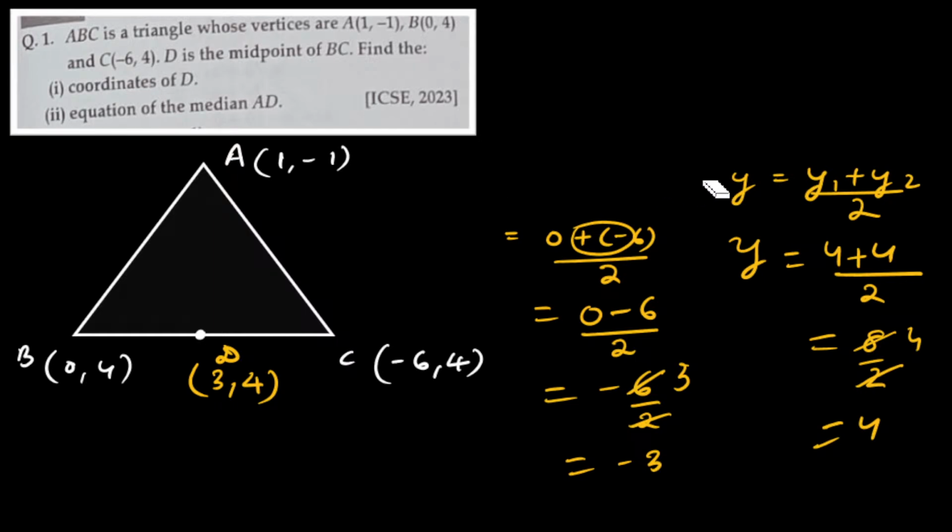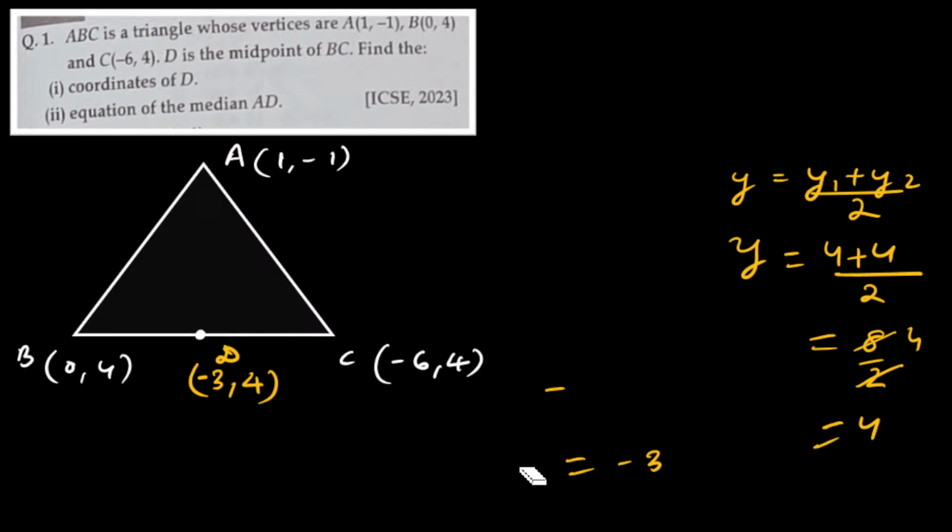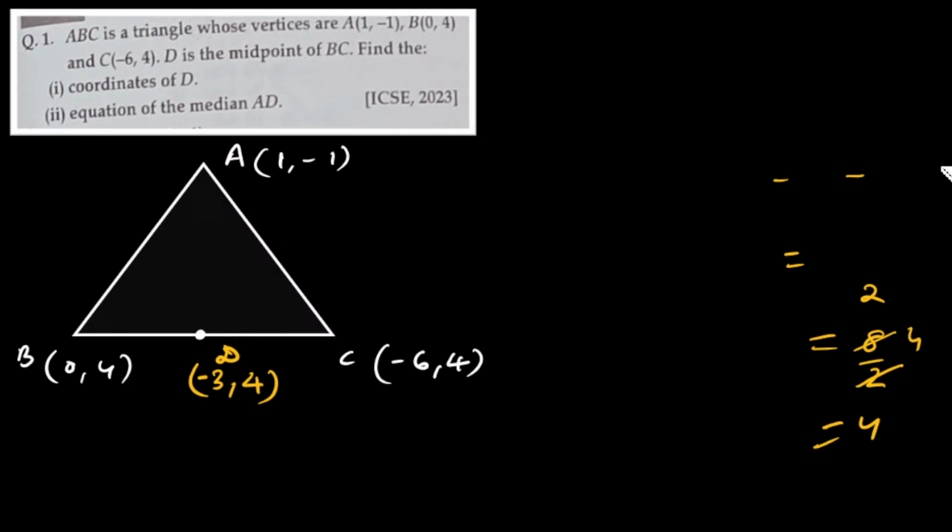Minus 3 comma 4, yes, it is. I just wrote positive. Minus 3 comma 4, we used the midpoint formula and found the coordinates of point D. So that's very simple, and you can see this question has come in previous exams also, in 2023 it has come. Very easy question. So the first part is done. Coordinates of point D we have done.